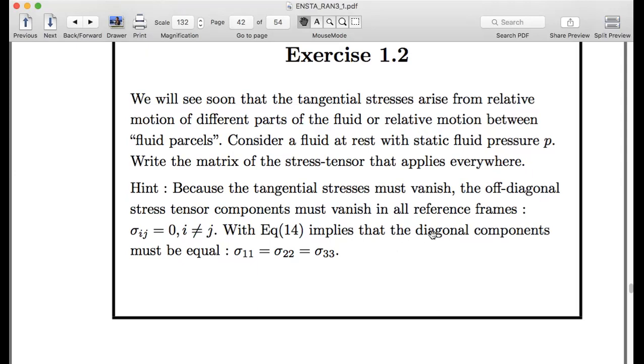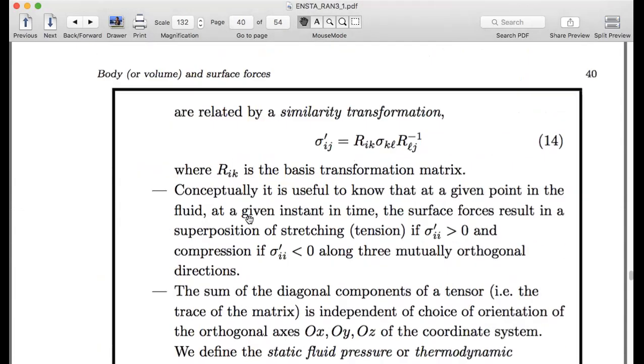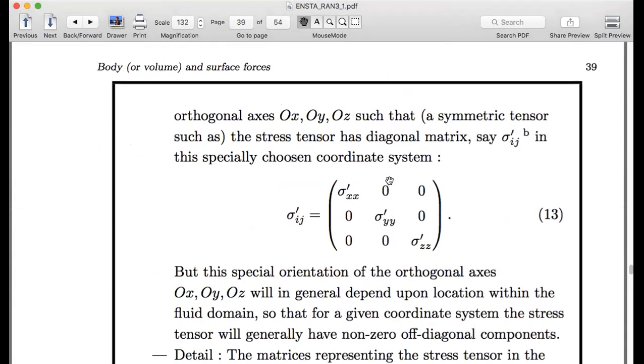But here's the subtle mathematical point, I guess. If all those tangential stresses, so all the off-diagonal terms in the matrix, have to equal 0, not just in the special frame, but in all reference frames, that means that these diagonal terms have to all be equal.